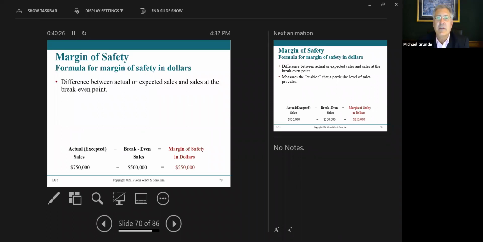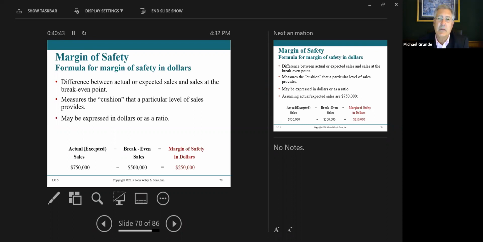Formula for margin of safety: the difference between the actual or expected sales and the sales at the break-even point. So it's net income or sales in excess of net income. It measures the cushion that a particular level of sales provides, and may be expressed in dollars or as a ratio.